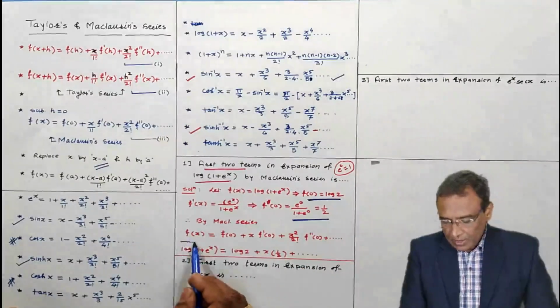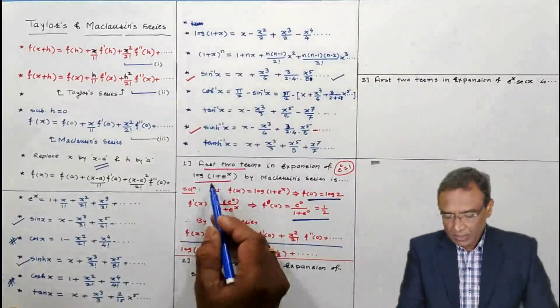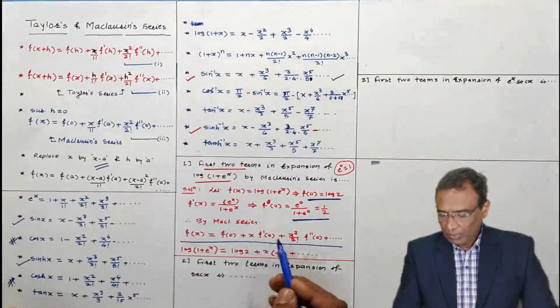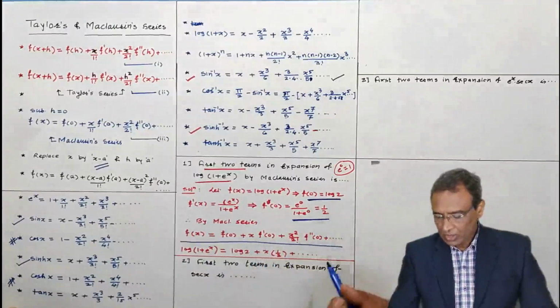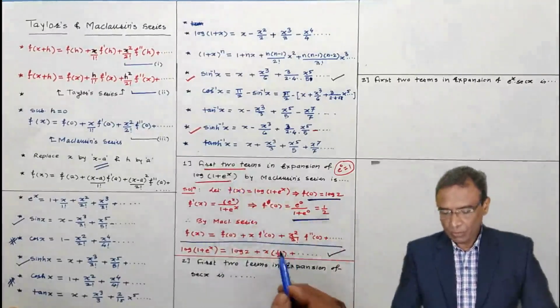Now, by the Maclaurin series, f(x) is this, f(0) is this, then put the value of f dash 0 as 1 by 2. That's all. This is the answer to this problem.